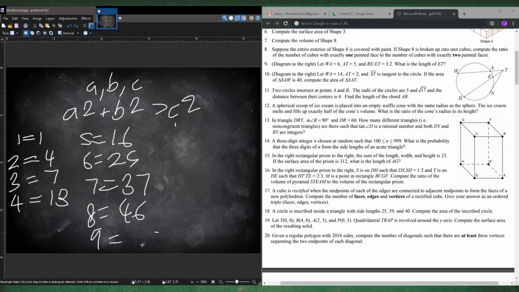Okay, we don't have to clean everything. Okay, that's 55. So adding that together, 1 plus 4 plus 7 plus 13 plus 16 plus 25 plus 37 plus 46 plus 55 gets you 204.